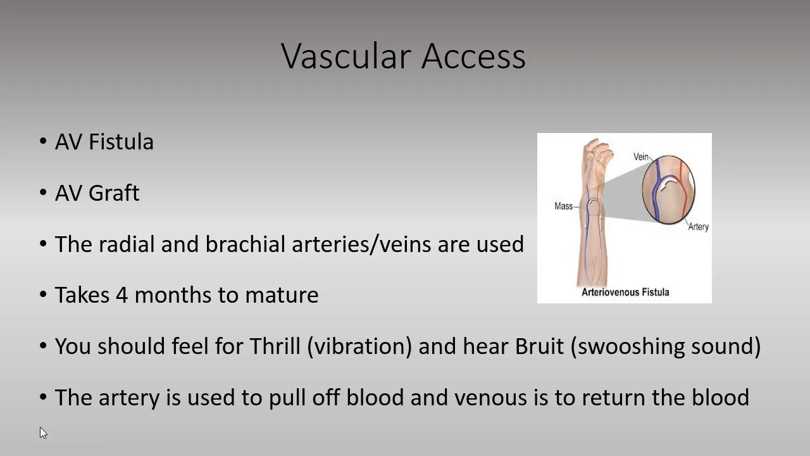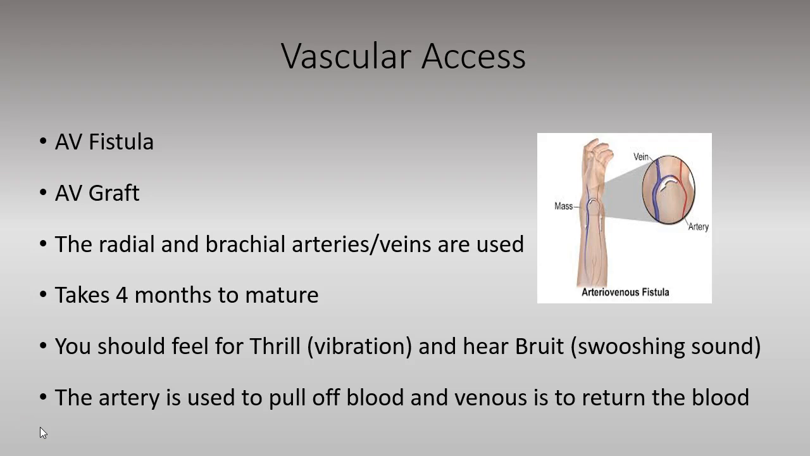For vascular access, you have an AV fistula, which is an arterial venous fistula, or you have an AV graft, and here's a picture of it. Radial and brachial arteries and veins are used. Basically they take the radial and brachial arteries and veins and suture them together. It takes 4 months to mature.